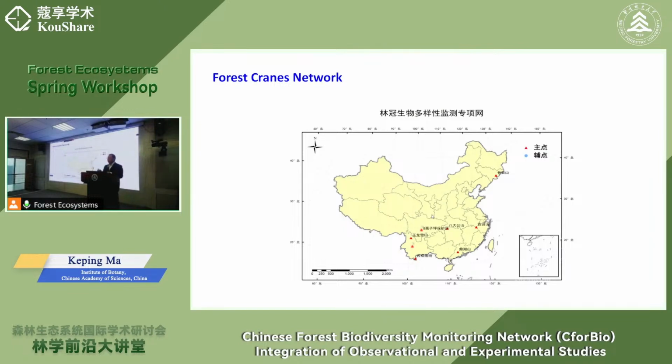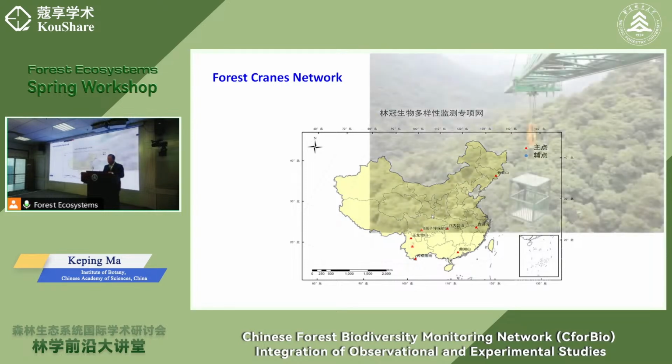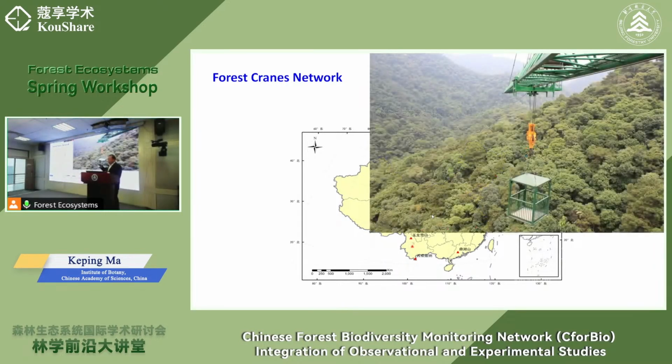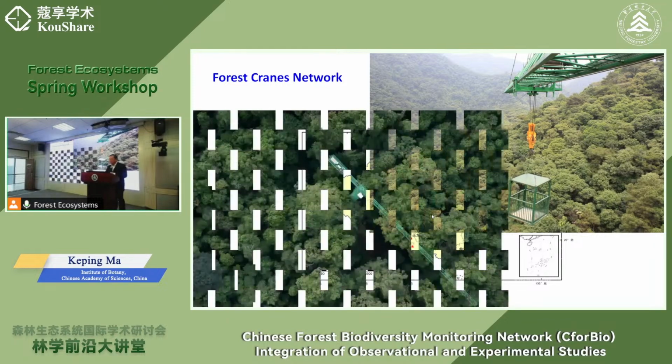And this is to show one of the branch manipulation experiment. And also we set up another branch network that is forest crane network. We have set up 8 such forest cranes in the forest dynamic plus sites from temperate to tropical. And this is the forest crane in Dinghushan.